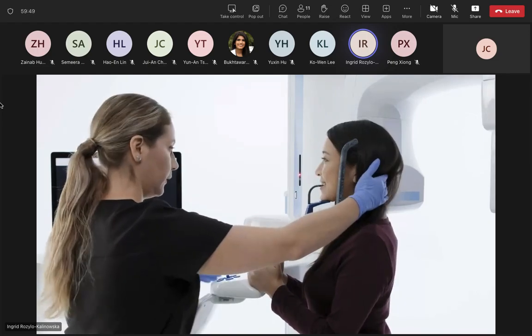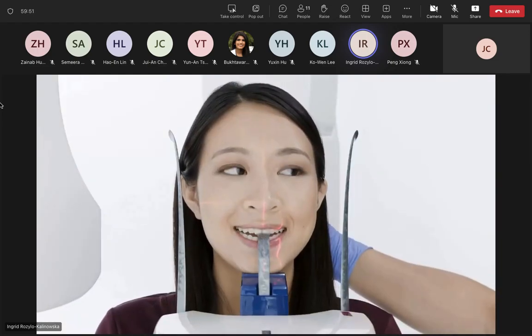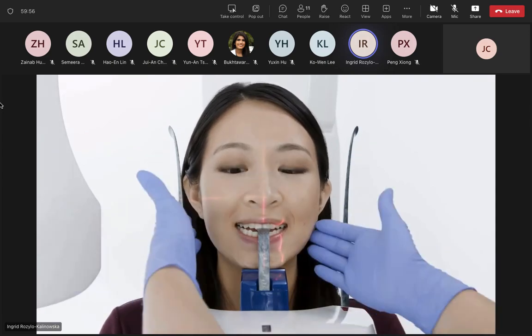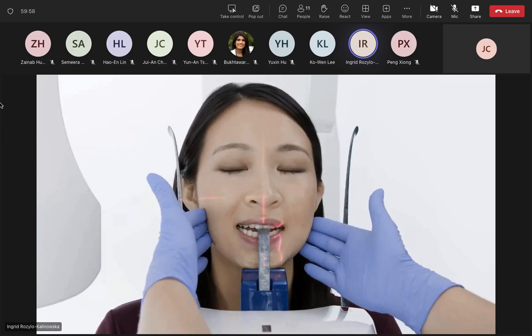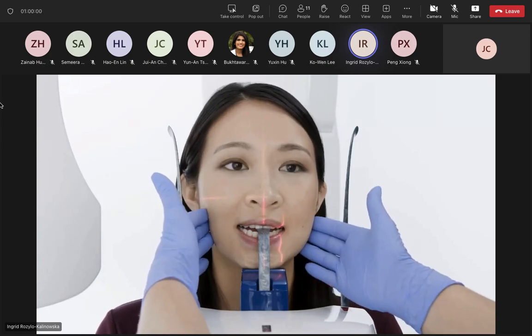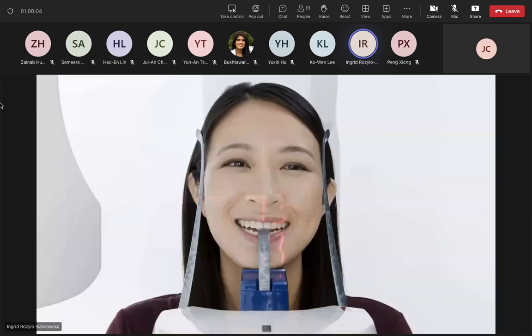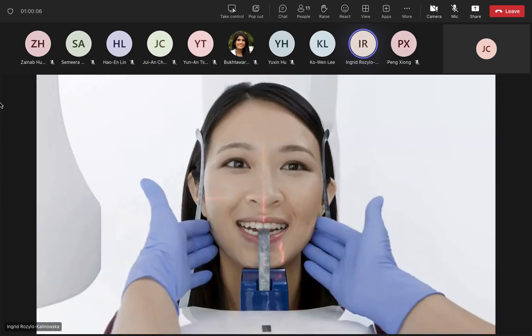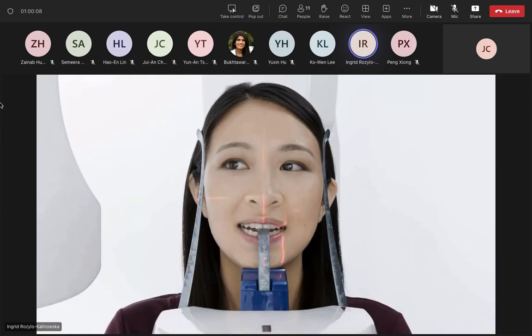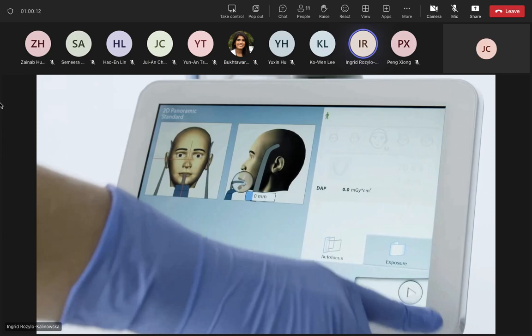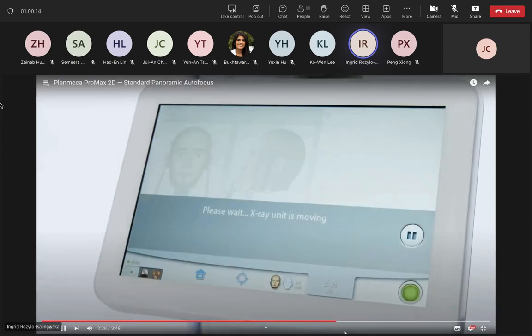Verify the cervical spine is stretched by gently lifting up on the back of the patient's head. Have patient smile wide and raise or lower the unit until the posterior occlusal table is at a slight downward angle. Close temple supports. Align the mid-sagittal laser between the eyes by moving the head left or right. Press forward to take autofocus on the touchscreen and instruct the patient to remain still.